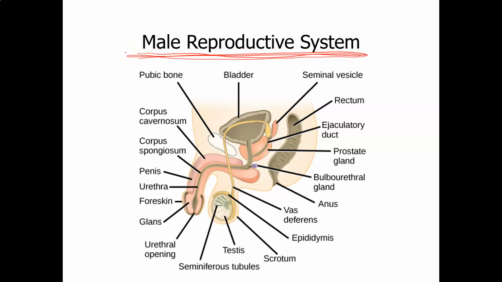Okay, so let's first talk about one of the main functions of the male reproductive system, which is to produce sperm, and then to transport that sperm to the egg in order to procreate, in order to create a baby, so that our species can go on and on and on. So the sperm is produced in the seminiferous tubules, which are located in the testes.